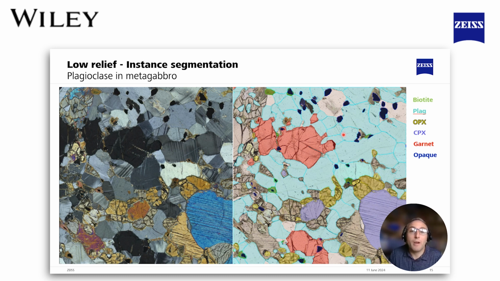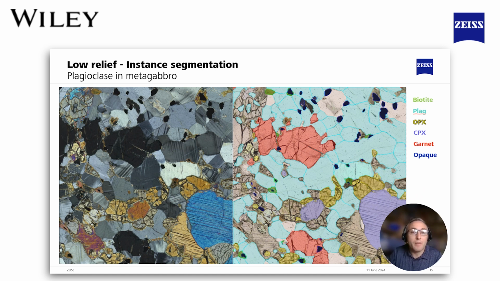And now when we apply our instant segmentation, we can see we've started to pull out multiple phases in here, including the garnet and some of the pyroxene and the plagioclase. We now do a much better job with the instant segmentation. We don't get a bleed over of the plagioclase into the garnet, for example.